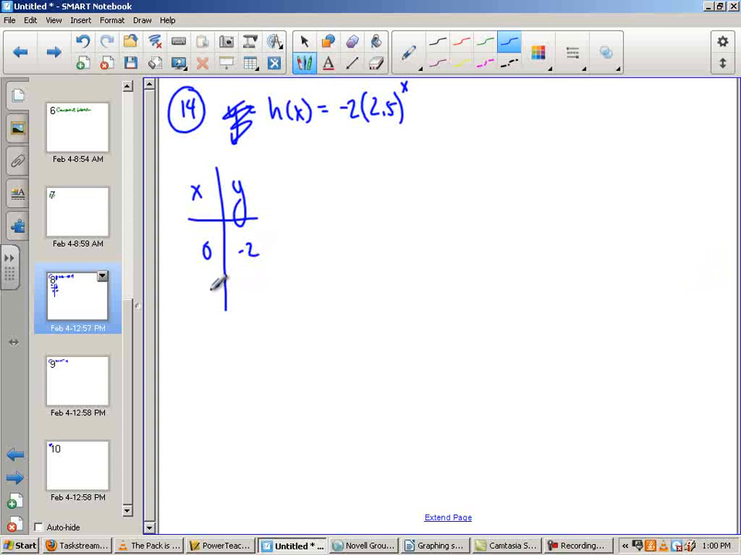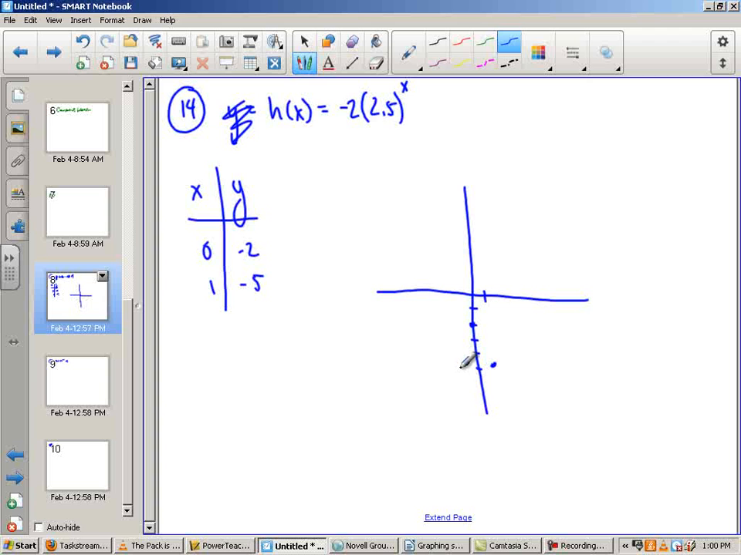Then the next calculation would be when I can get the exponent to be 1. So I'll put a 1 in for x, and then 2.5 to the first power is 2.5, and that times negative 2 is negative 5. Alright, so now I can go ahead and produce the graph. I know that at 0 I'll be down at negative 2, so right there, and then at 1 I'll be at negative 5.